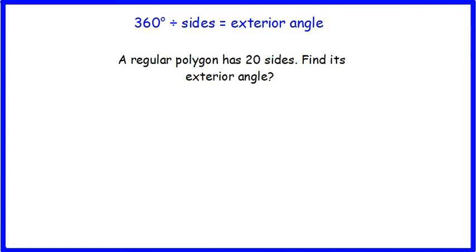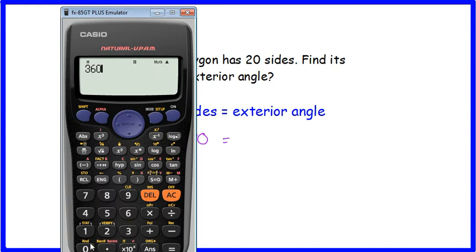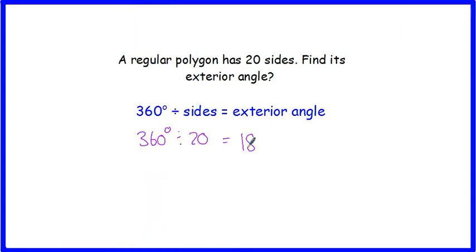Okay, let's look at some examples. A regular polygon has 20 sides. Find its exterior angle. Okay, so I'm going to take this down. It has 20 sides. It's going to just give me my exterior angle. So 360 divided by 20 is equal to 18. Is the exterior angle. That question's done.